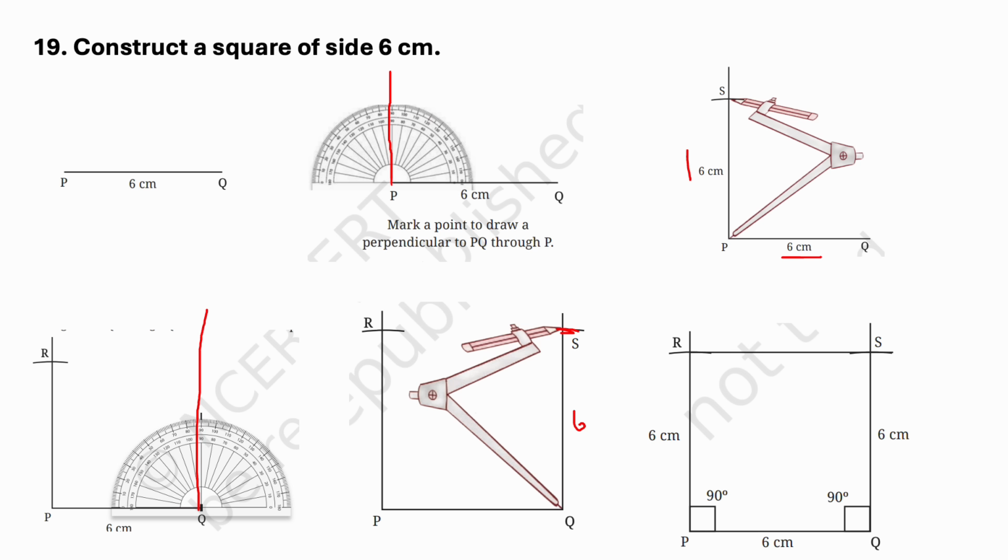Then join these 2 points R and S. This will also be 6 centimeter. Now you have constructed a square of side 6 centimeter.